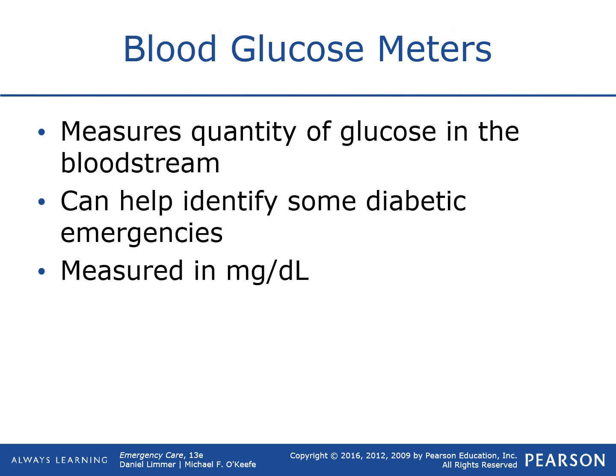Moving on to blood glucose meters. Blood glucose meters, this is another one that's a lot easier to show in person. It measures the amount of glucose in the bloodstream. The amount of glucose in the bloodstream is measured in milligrams of glucose per deciliter of blood. So mg/dL is the measurement that we're using. We use this to help identify people who are in diabetic emergencies, whether they have too much glucose in their bloodstream or too little glucose in their bloodstream.